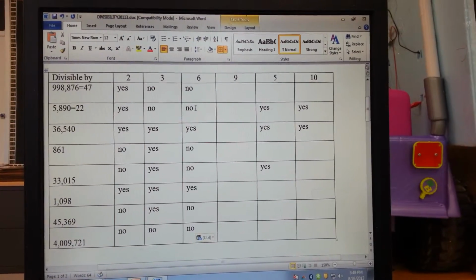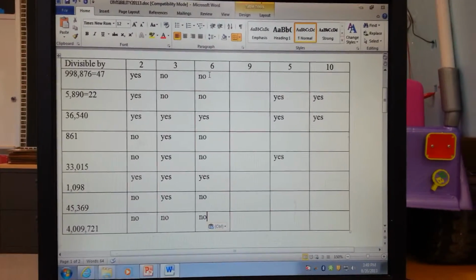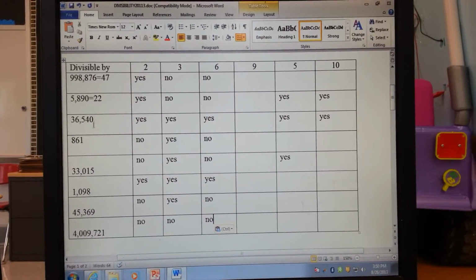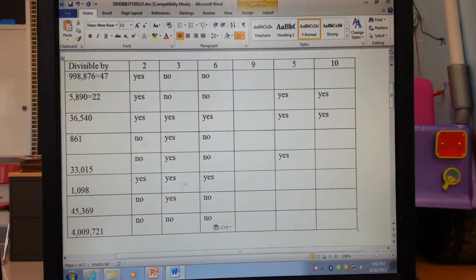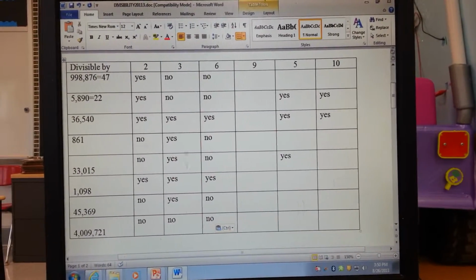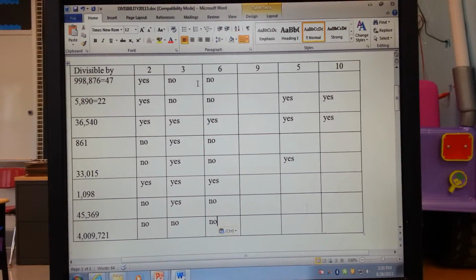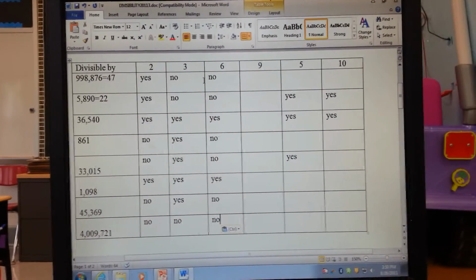So if you notice this, for something to be divisible by 6, the number has to be even and divisible by 3. That's maybe another way to look at it. It has to be even and divisible by 3.